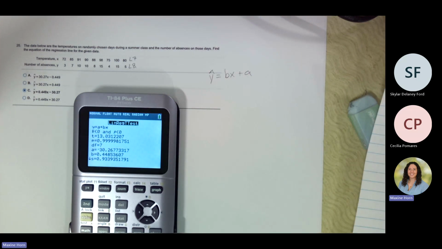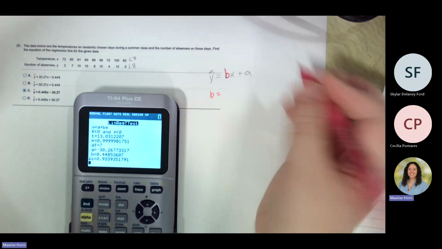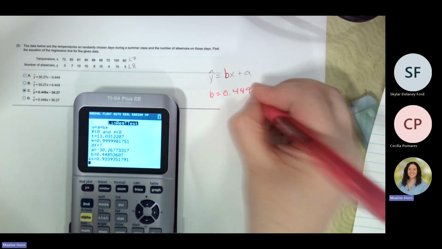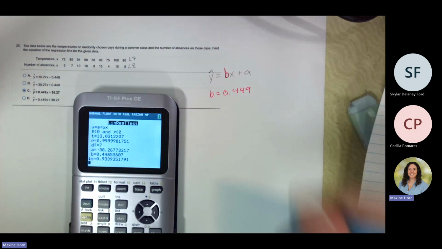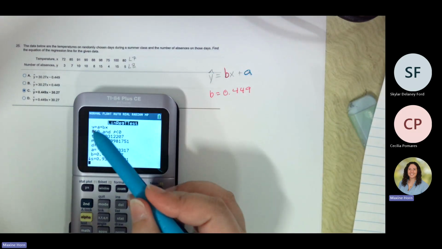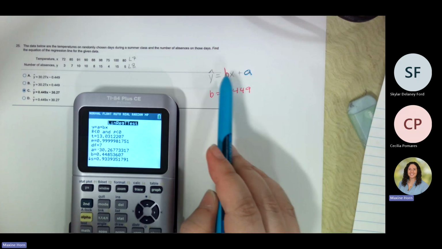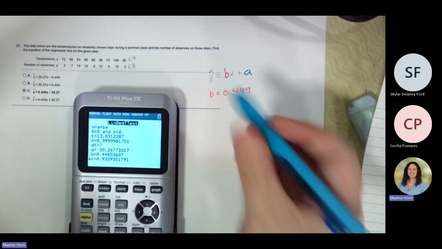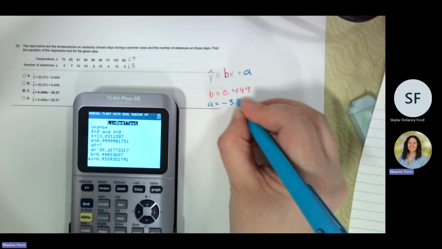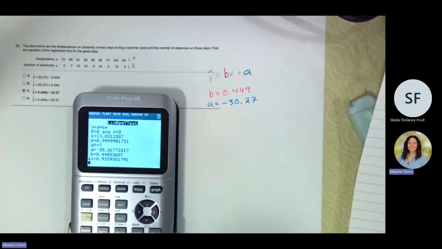So our b is equal to 0.449 if we go to 3 decimals. And a, right, so a is on its own. B is stuck to the x. So even if you're rearranging these, just make sure that the b is always stuck to the x, right? Okay, a is negative 30.27 if I go to 2 decimal places.